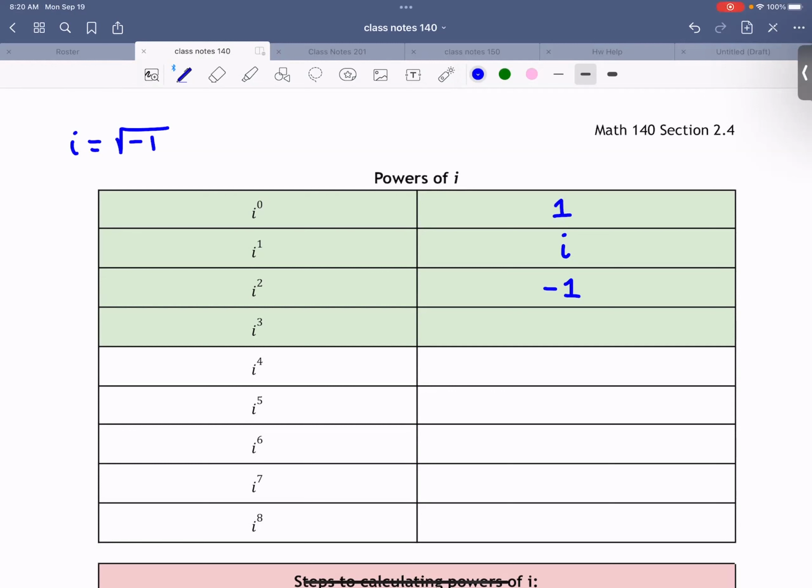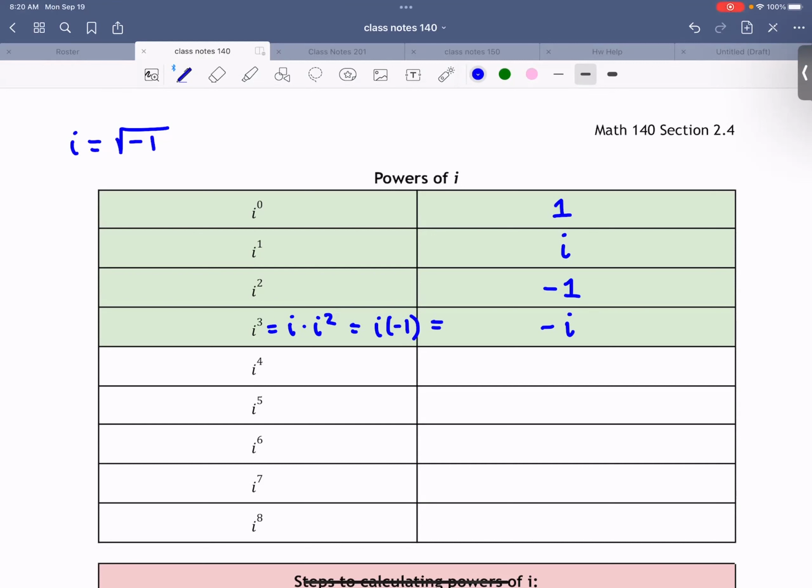Now we have i cubed. If I want to find what i cubed is, isn't that i times i squared? i cubed is just i times i squared, or i times i times i. Well, we know what i squared is. That's -1. So that's i times -1. So i cubed in its most simplified version is actually negative i. So we've got 1, i, -1, and -i.